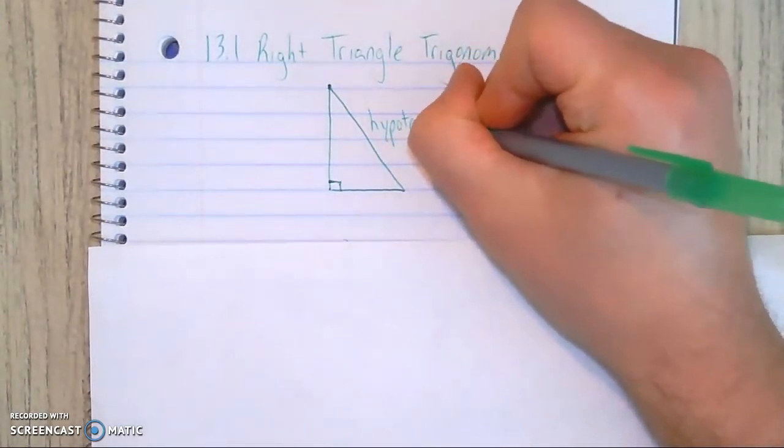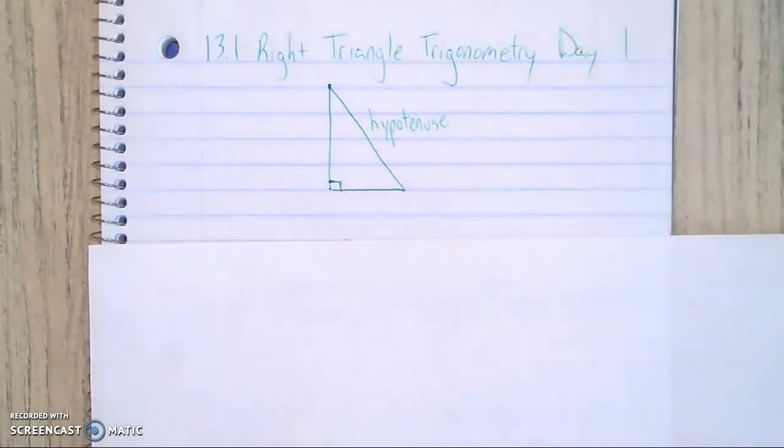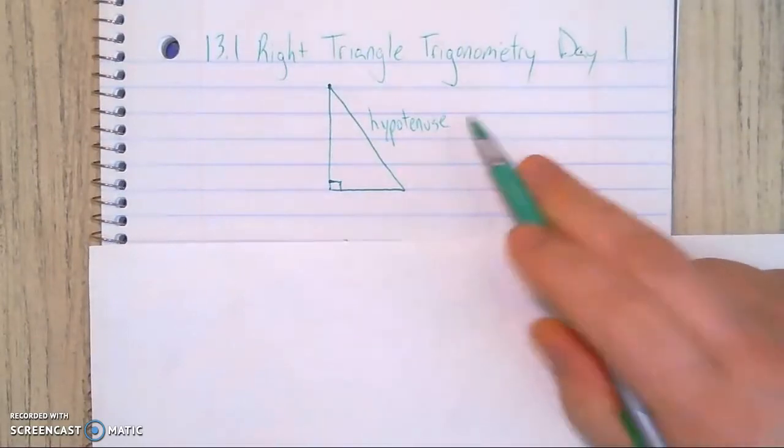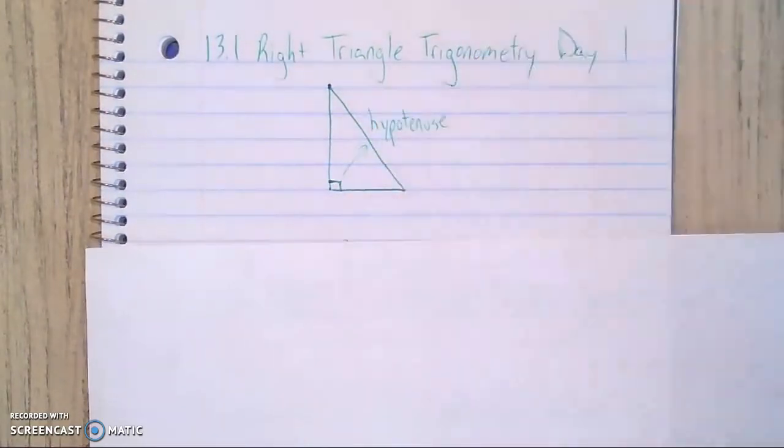And you might remember that from previous study of right triangles. We talk about it a lot with Pythagorean theorem. More to come on that later. We're going to bring that back today. And you can easily identify the hypotenuse because it is across from the right angle.